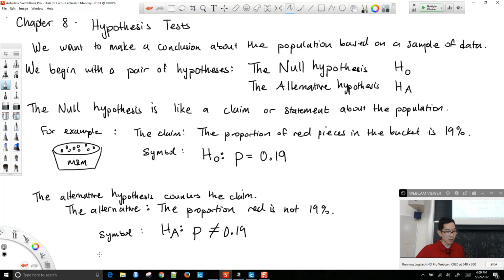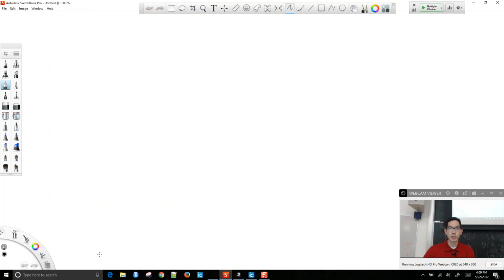This is what we set up here. And what we want to do is, someone says, okay, in the bucket we haven't counted up the population. We don't know exactly what's in the population. I'm saying the proportion is 19%, and we want to test that claim. We want to test the null hypothesis.